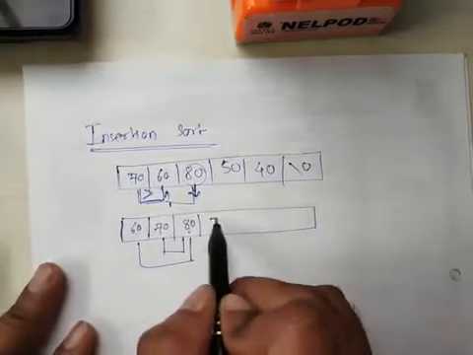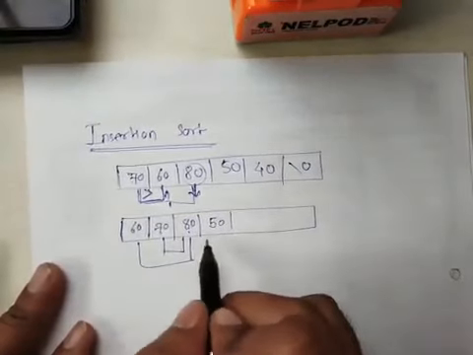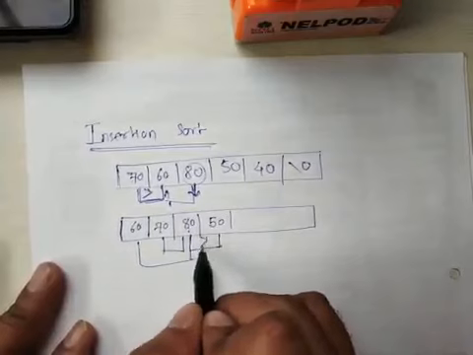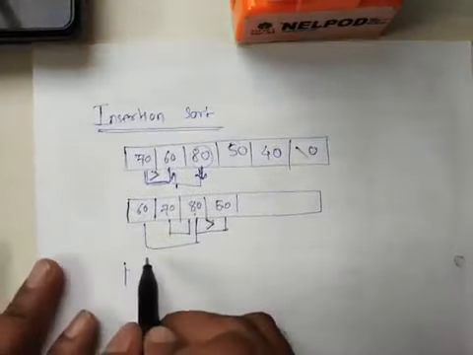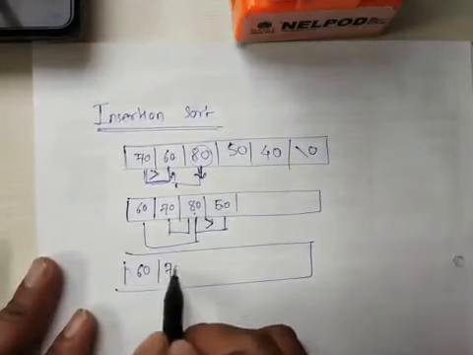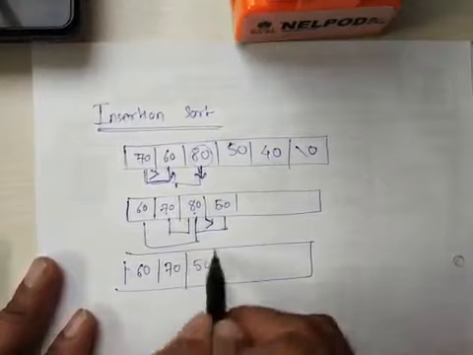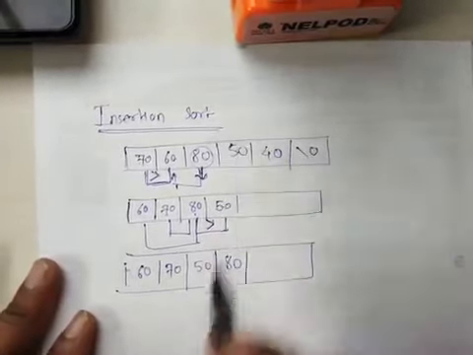Now the next element we are going to insert is 50. This 50 is going to be compared with 80. We find 80 is greater than 50, so we swap their positions. So 60, 70, here comes your 50, and this is your 80. So we inserted the new element, that is 50.